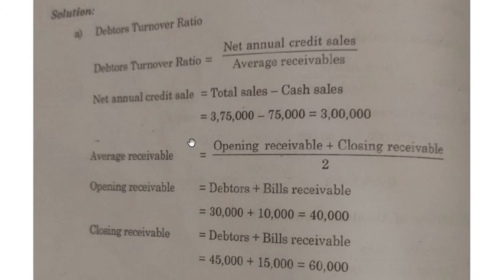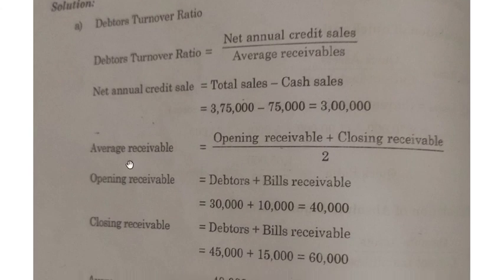So they have told in the question to calculate the debtors turnover ratio and debt collection period. So debtors turnover ratio formula is what? Net annual credit sales divided by average receivables. So net annual credit sales is equal to total sales minus cash sales, which is total sales they have given in the question to be 3,75,000 minus cash sales 75,000. So the net annual credit sales is 3 lakhs.